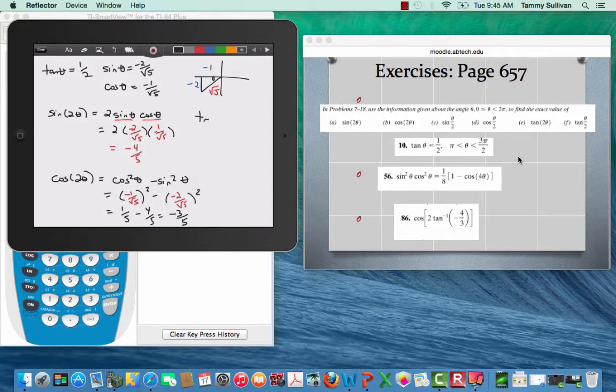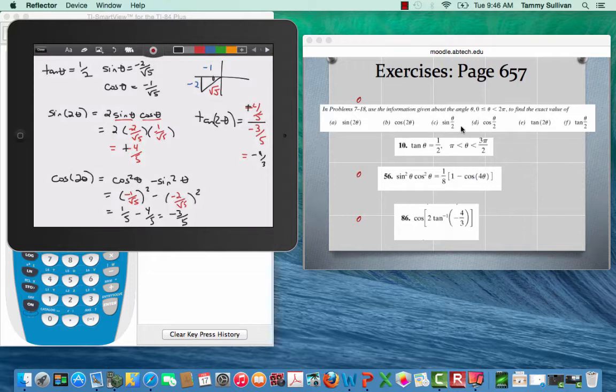And then if I want to know the tangent of twice the angle, I already know the sine and the cosine, so I don't need any other formulas. I'm just going to use my quotient identity, and I'm going to plug in my values. And then I end up with, and actually this was a positive right here, -4/3.